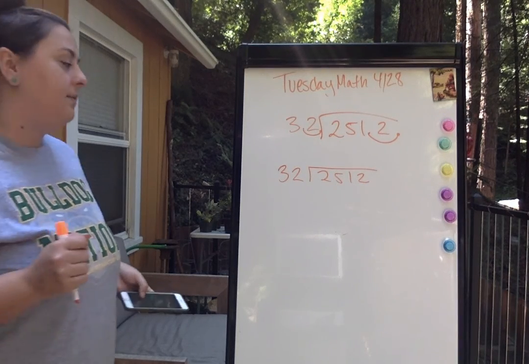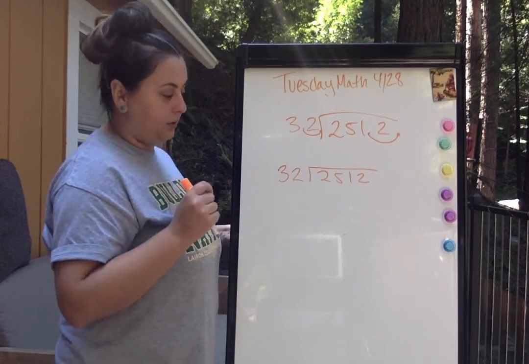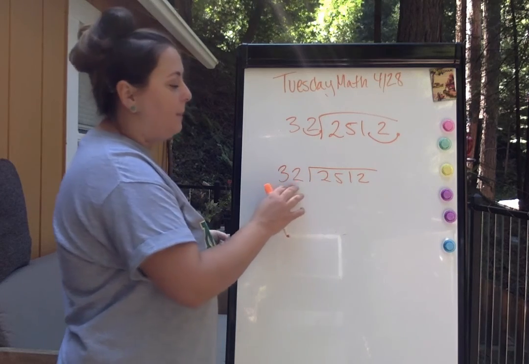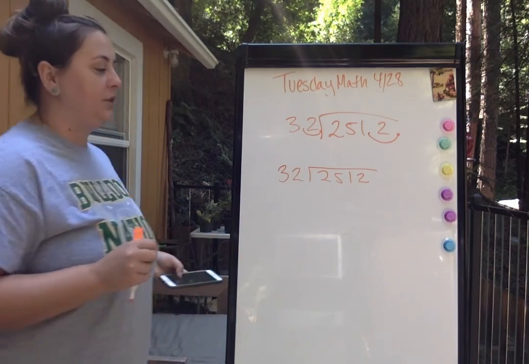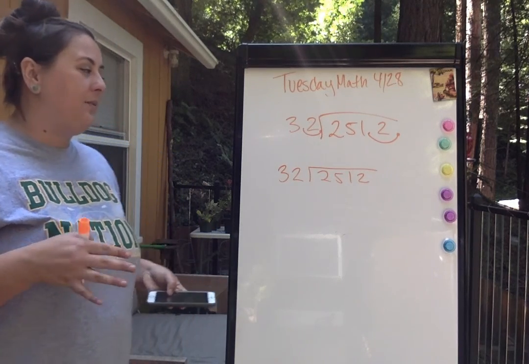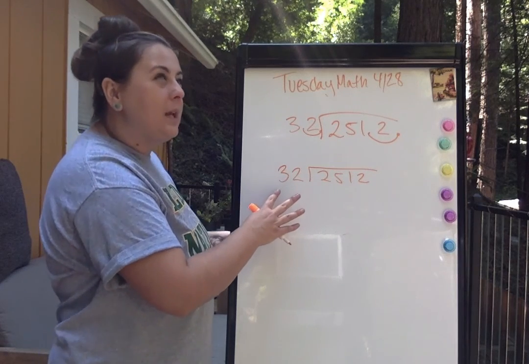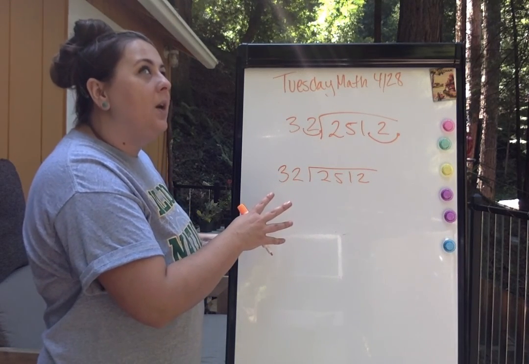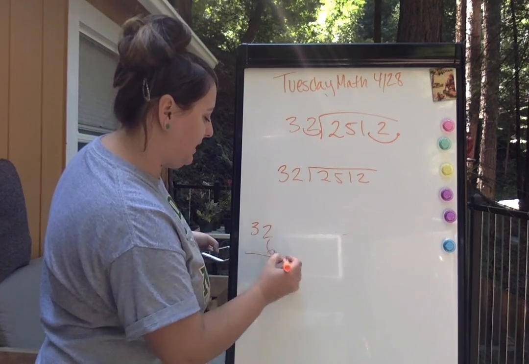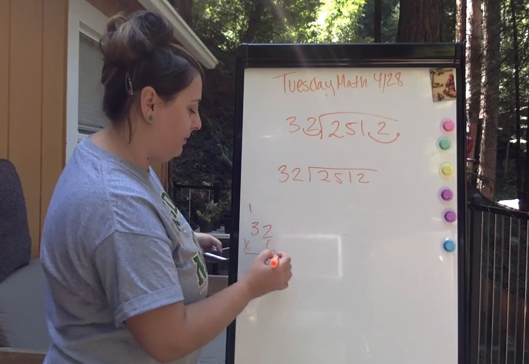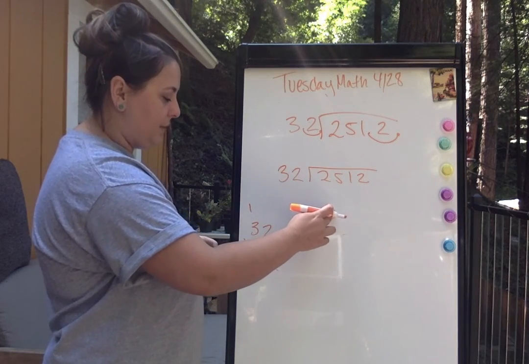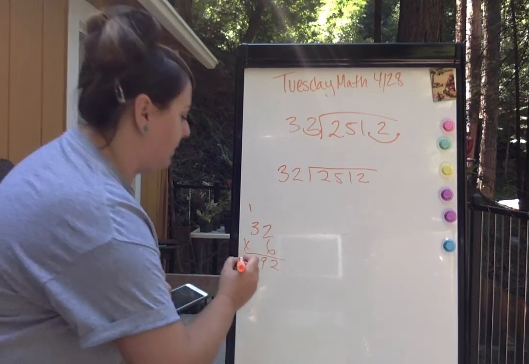Now it's just division. 32 does not go into 2. 32 does not go into 25, but 32 does go into 251. So you're going to have to guess. It might take a minute. So if I'm thinking 200, I know that 3 times 3 is 9. So I'm thinking I'm going to try 6 maybe. So 32 times 6 is going to give me 12, 18, 19. Okay, so maybe I can do another one. I'm going to try 32 times 7.